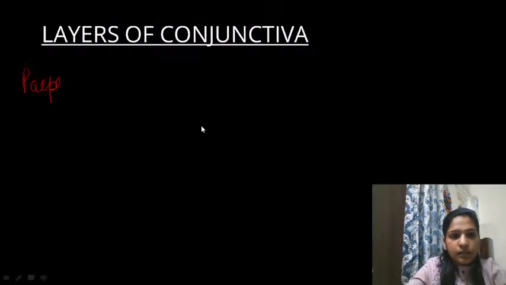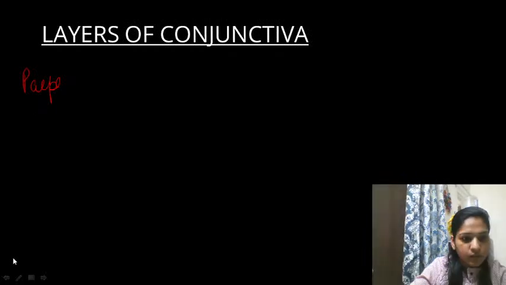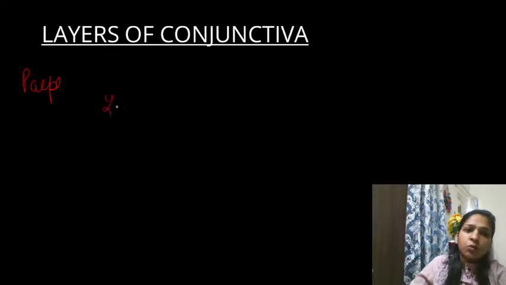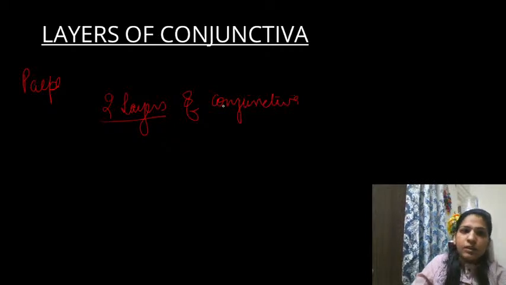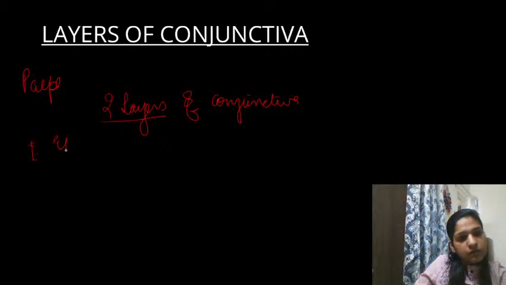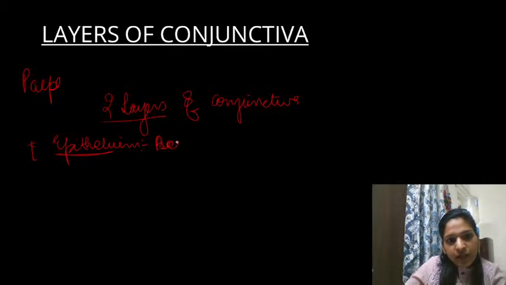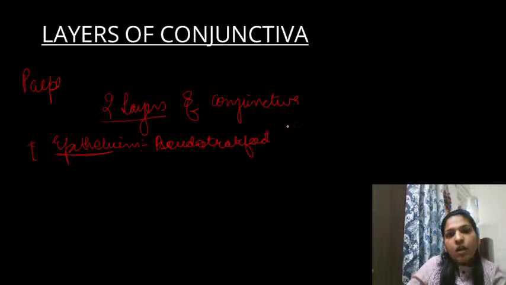So next, now the layers of conjunctiva. There are basically two layers of conjunctiva. First one is the epithelium. Epithelium in conjunctiva is pseudo-stratified columnar epithelium. Okay.